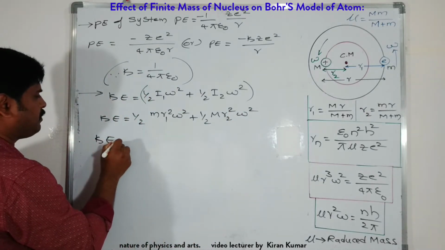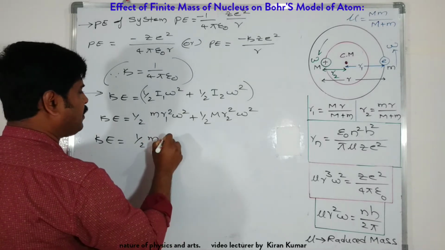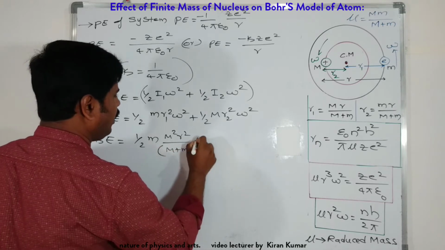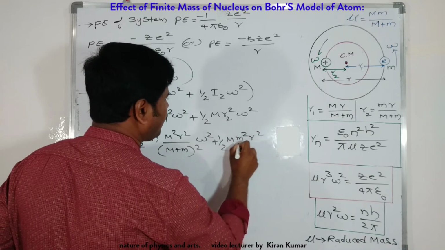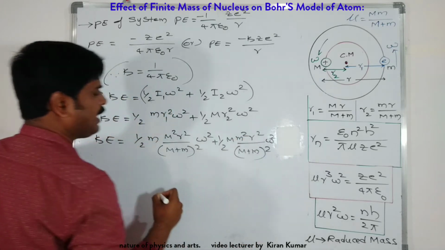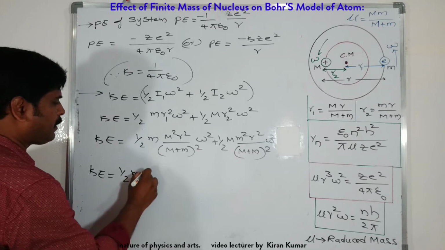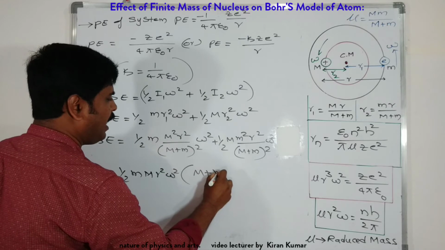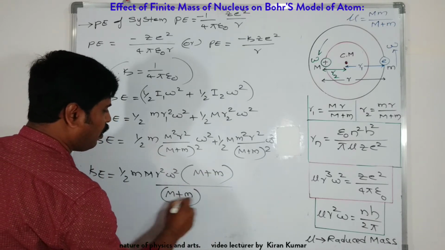So kinetic energy is equal to 1 by 2 m r1 square, where r1 value is capital M square r square divided by capital M plus small m whole square into omega square, plus 1 by 2 capital M small m square r square divided by capital M plus small m whole square into omega square. So now kinetic energy is equal to 1 by 2 m capital M r square omega square common, into capital M plus small m divided by capital M plus small m whole square.